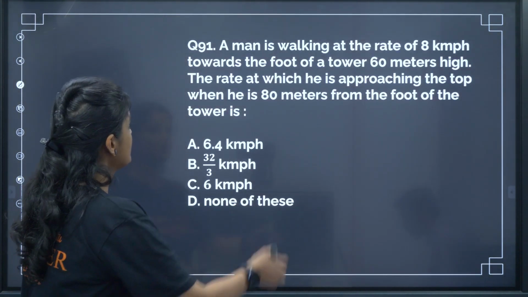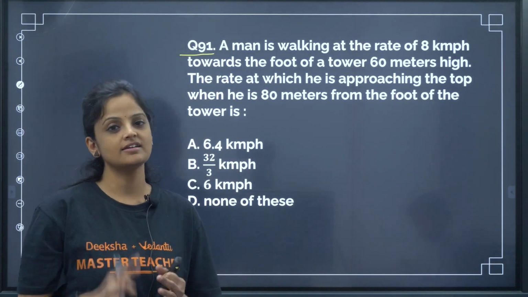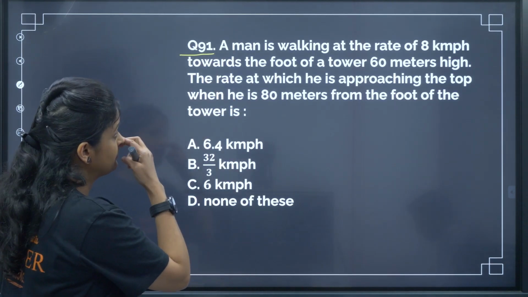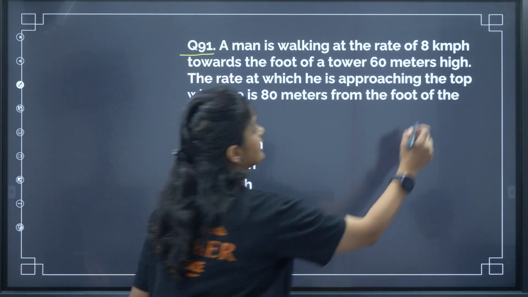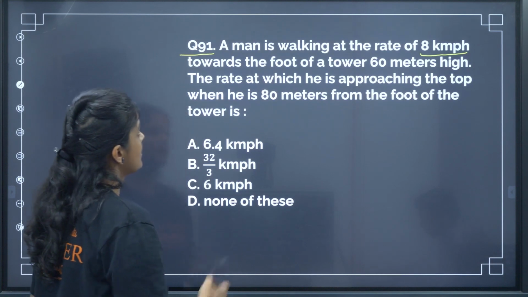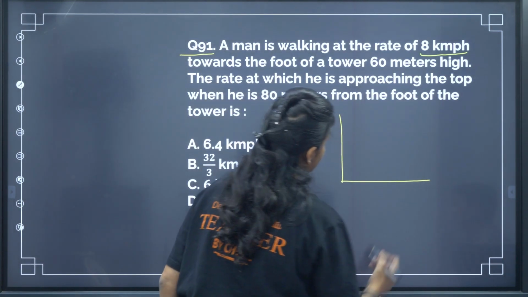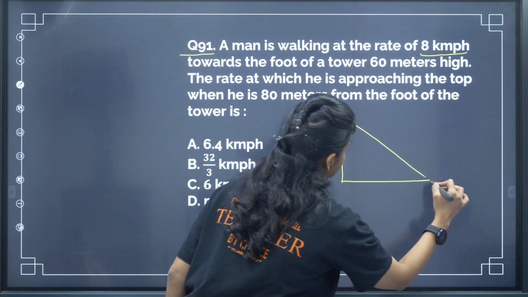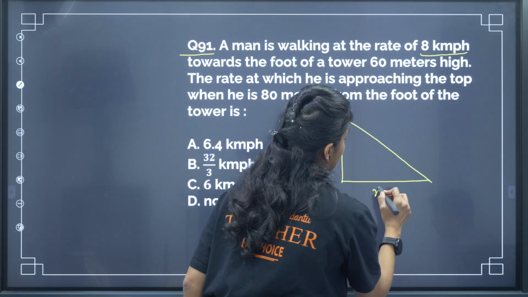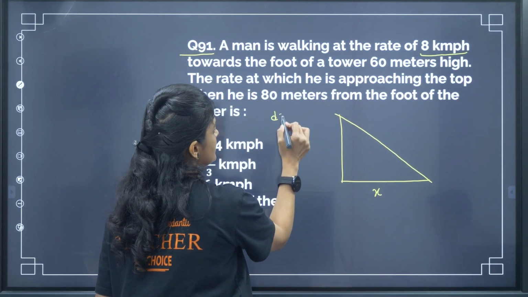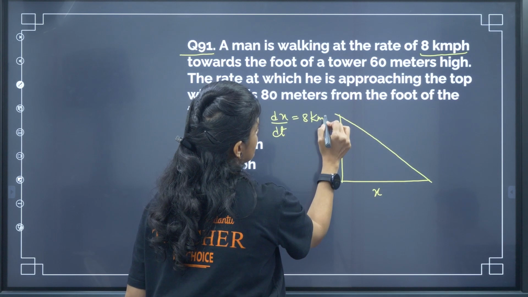Okay, so question number 91. The commonly asked question, even in NCERT this question is there. See what is the question. A man is walking at the rate of 8 kmph, kilometer per hour, towards the foot of the tower. Diagrammatically, a man is walking towards the tower, and at what rate? Suppose I take this as x, then they have given dx by dt as 8 kmph.